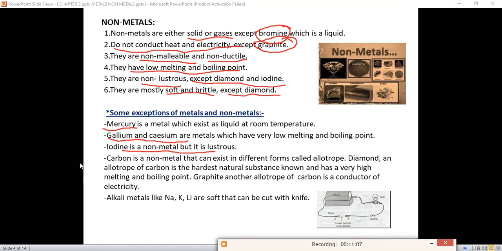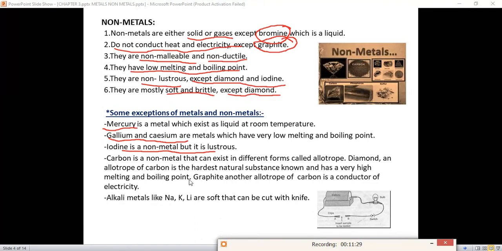Now we'll read about carbon. Okay, carbon is a non-metal and it has many allotropes. It can exist in different forms called allotropes. So what are the three forms of carbon which we have to read in this chapter? Diamond, graphite, and Buckminster fullerene. These are the three allotropes of carbon: diamond, graphite, and Buckminster fullerene.